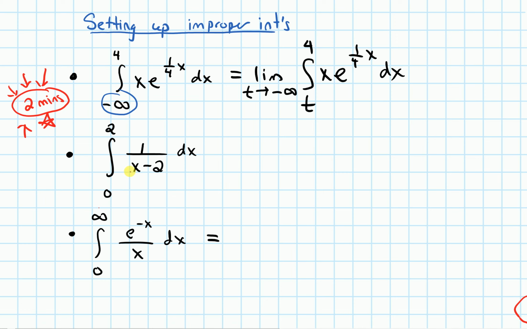With that next integral, what's making it improper is the fact that it is discontinuous at x equals 2, because that makes my denominator 0. So this time I need to replace the 2 with a variable like t, keep the rest the same, so 0 at the bottom. My function is 1 over x minus 2 dx, and I'll need to take a limit.